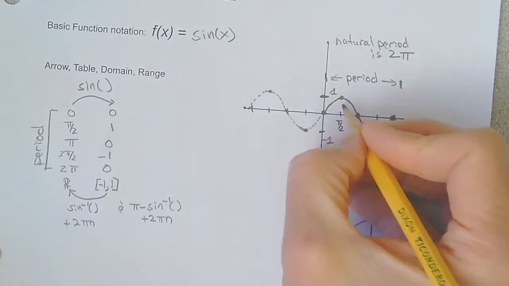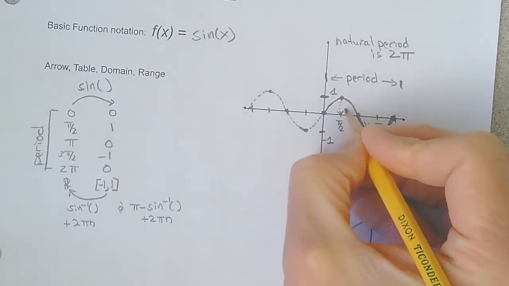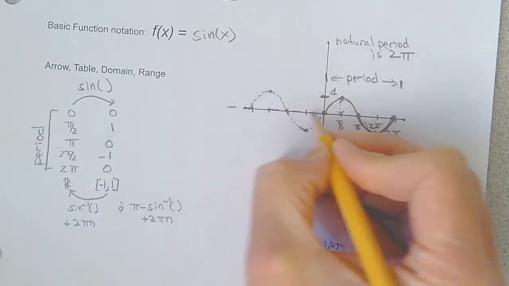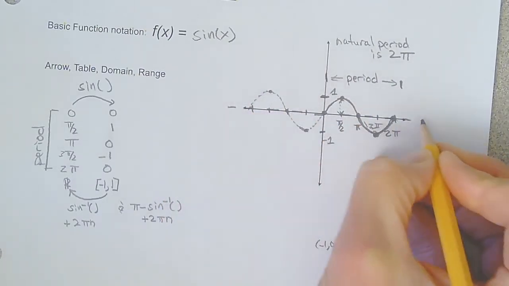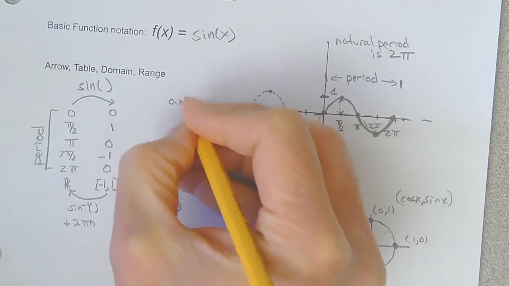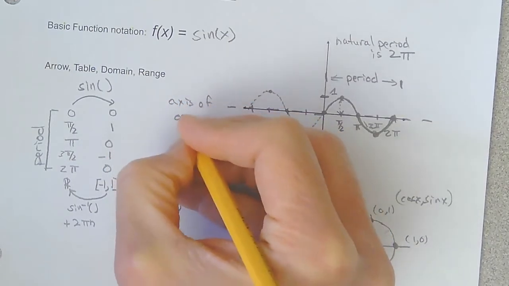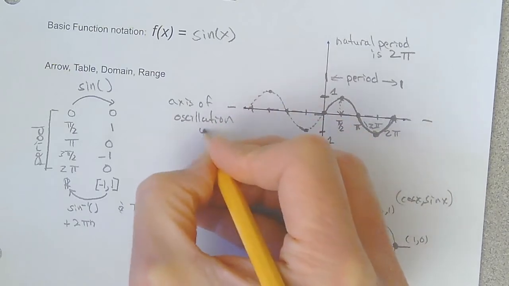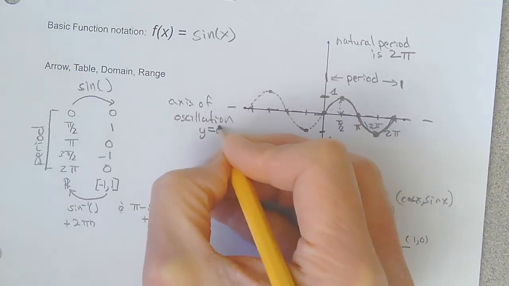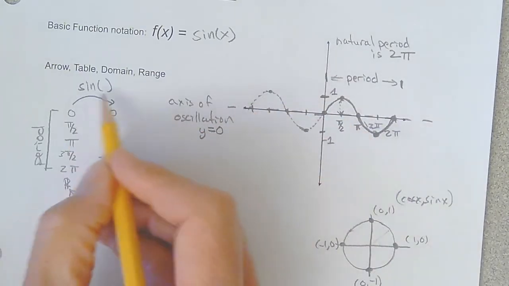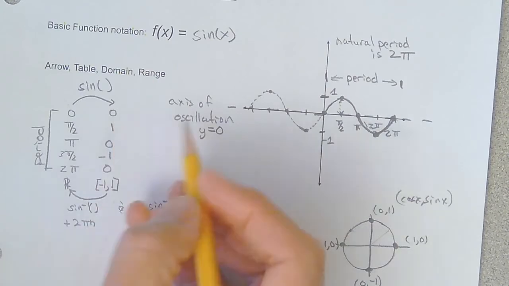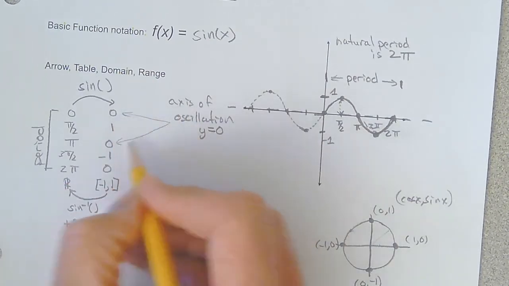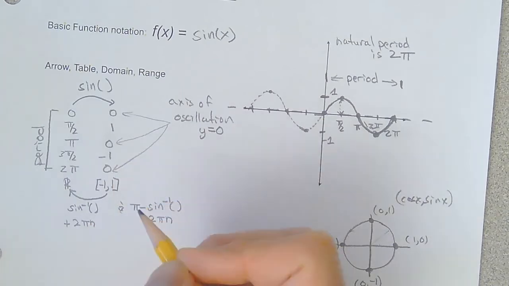There is a height to the graph. Actually, before we do that, there's also a center line. The center line is referred to as the axis of oscillation. It has a natural equation of y equals 0, y being an output. Here's the output, and there's a 0. So we can read the axis of oscillation off of any of these output points.